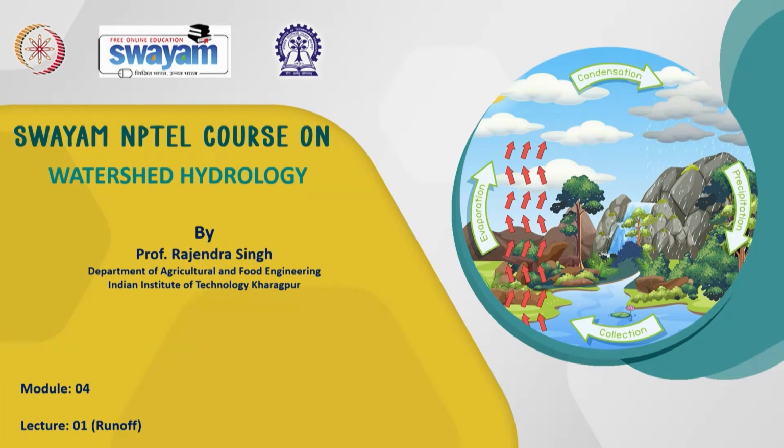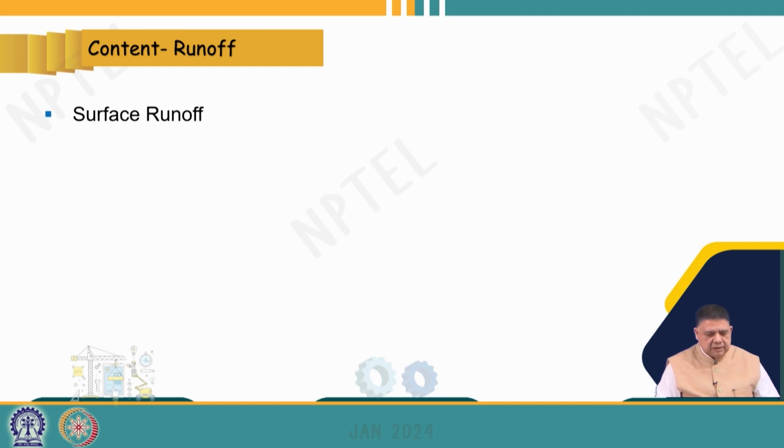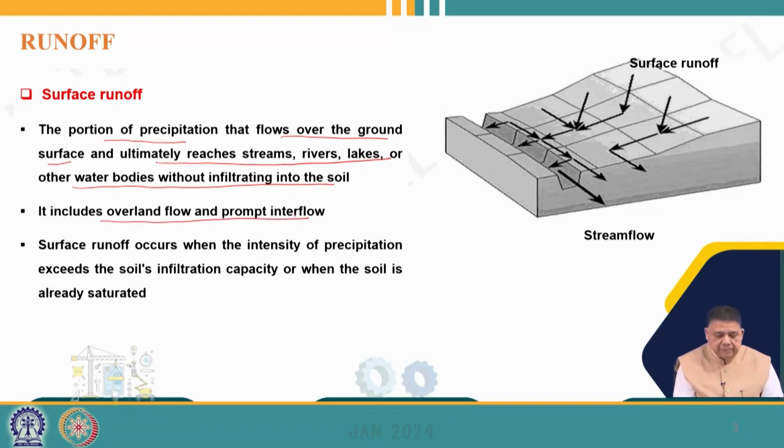We are beginning with module 4 today, and the first lecture is runoff. The contents of this lecture are surface runoff, factors affecting runoff, and estimation of runoff. To begin with, surface runoff is the portion of precipitation that flows over the ground surface and ultimately reaches streams, rivers, lakes or other water bodies without infiltrating into soil, and it includes overland flow and prompt interflow.